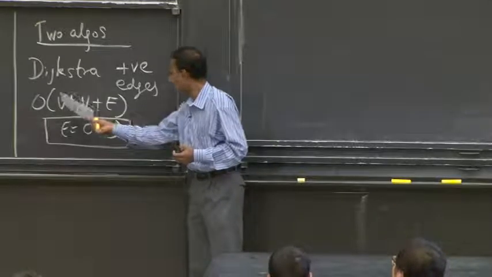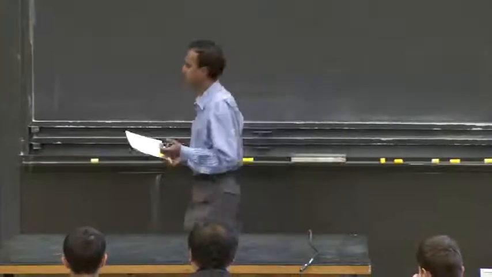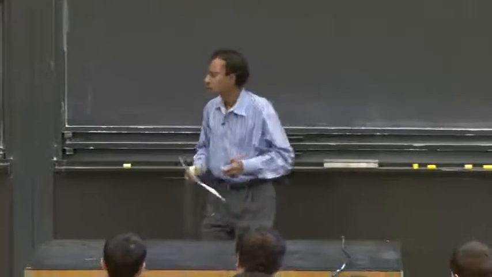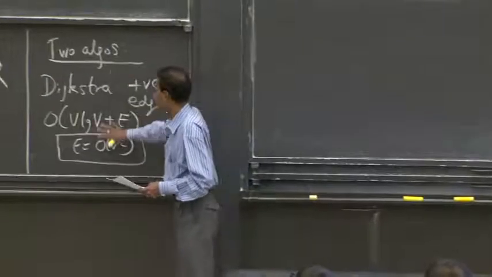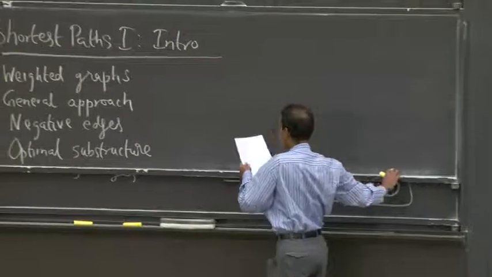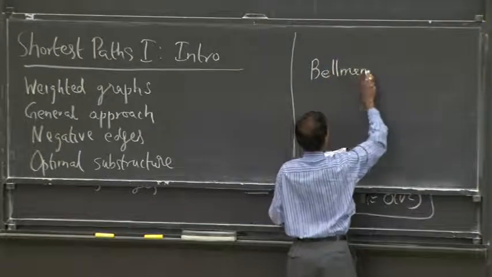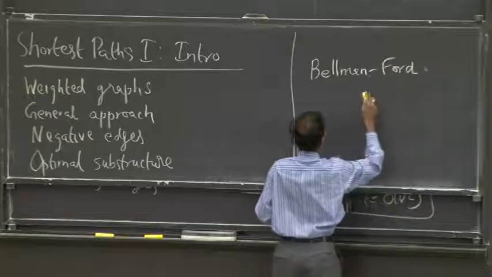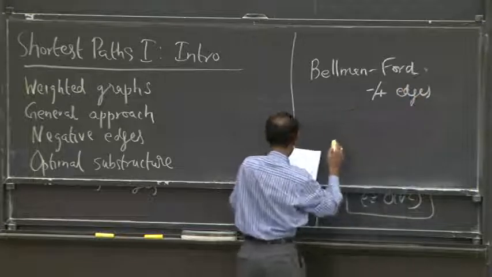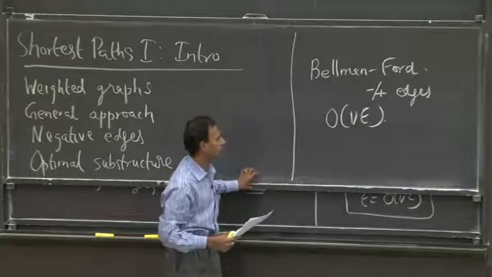And so the dominating factor here in many cases really is E. Dijkstra is a nice algorithm because it's linear in the number of edges. So that's Dijkstra, the first of the algorithms that we'll look at next time, though we'll see the general structure of Dijkstra today. And then there's the Bellman-Ford algorithm that works on positive and negative weight edges. And this has a complexity of order VE.